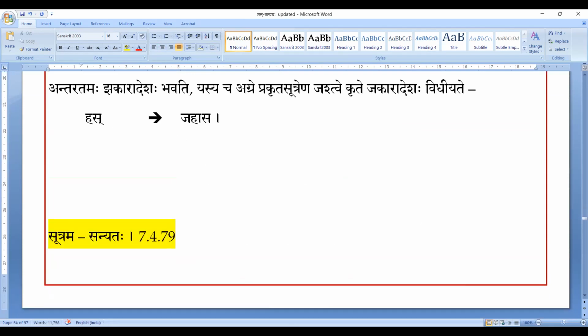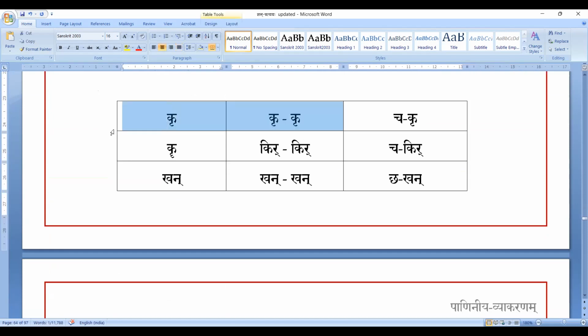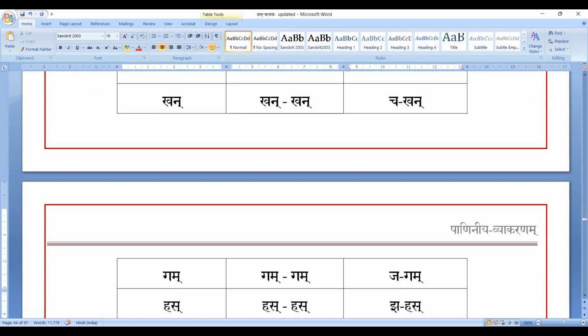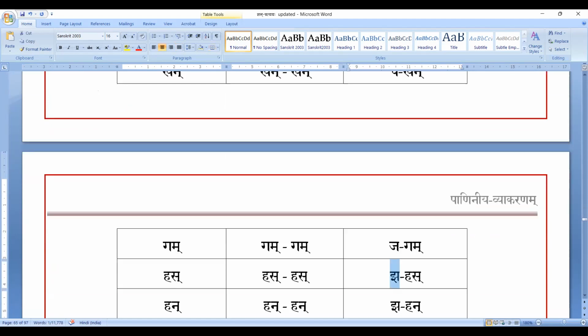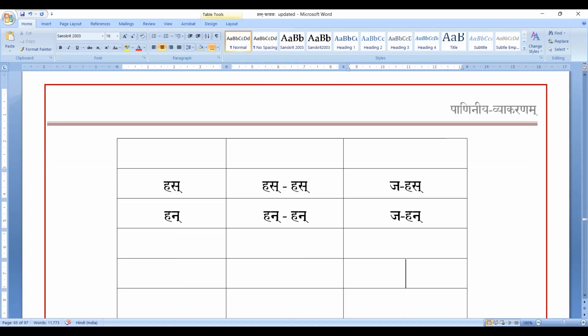So here we put it here. So here the abhyasa is two, not required. We can fill it up with the next one. Kakhan here becomes Chakan. And here it is Gam. Here becomes Jagam. Here it becomes Jagan. Some more we can do. I'll write it here.